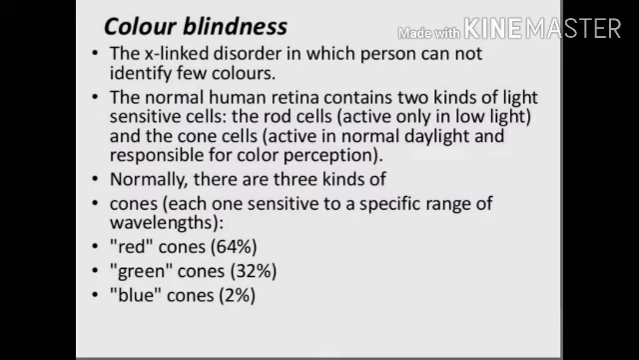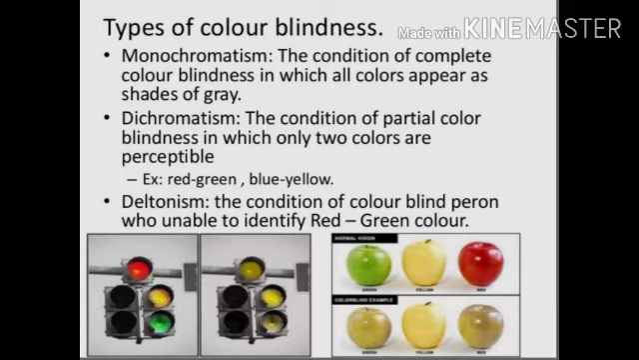Rod cells are active only in low light, whereas cone cells are active in normal daylight and responsible for color perception. Normally there are three kinds of cones: red cone, green cone and blue cone. Each one is sensitive to a specific range of wavelength. Now, types of color blindness.